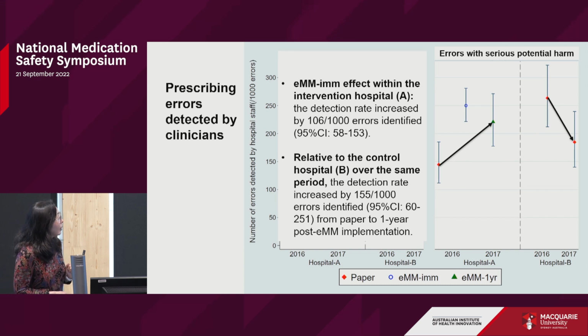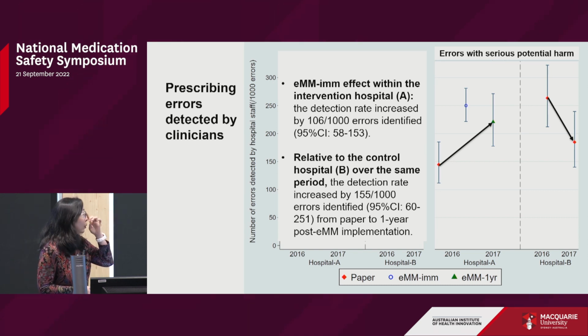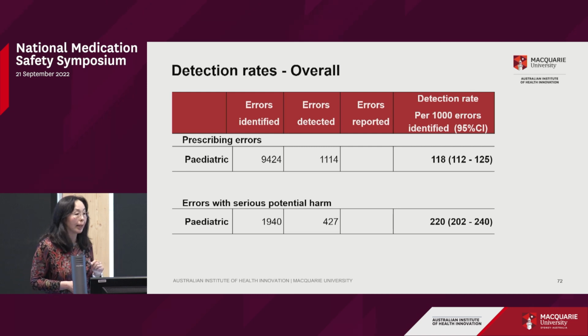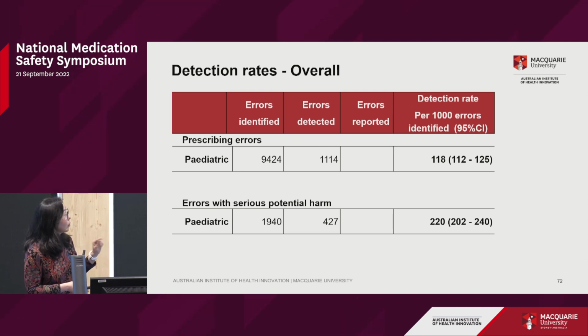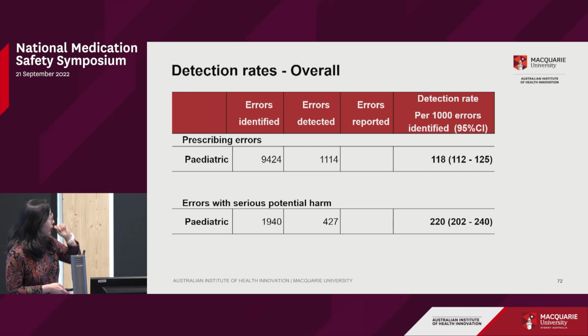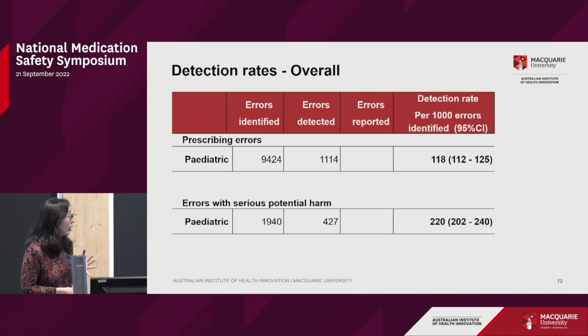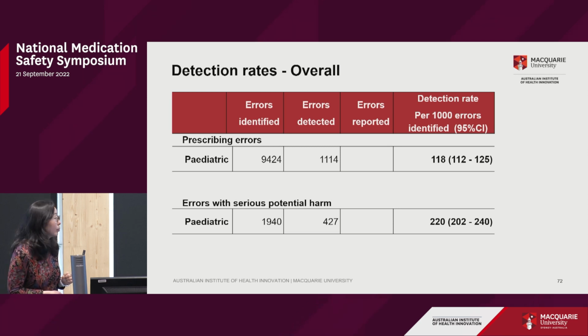And for the 1 year post, relative to the control hospital, the detection rate increased by 105 per 1,000 errors. So that's close to 16%. So lumping up across the different study periods and across 2 hospitals, we have 9,000 errors identified, and more than 1,000 were detected by clinicians. So the overall detection rate is 118 per 1,000 errors identified, so that's around 12%. And for the errors with serious potential harm, the detection rate is much higher, about 22%.